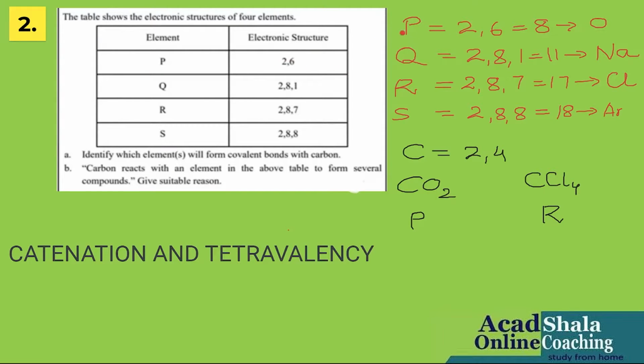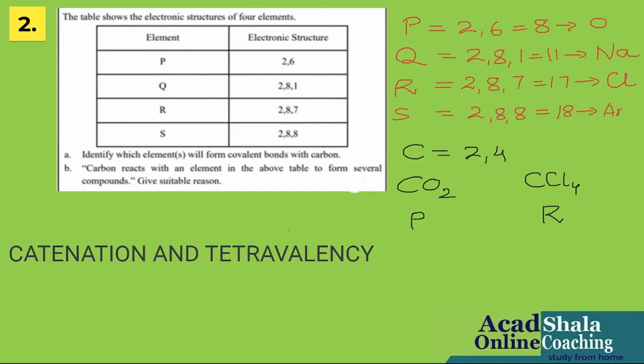So let me see this P, which was oxygen. Will it form a covalent bond with carbon? Yes, it will form. That means CO2. So element P will form a covalent bond with carbon, and P is perfectly one of the answers. Let us check the others. Q, 2,8,1, that is sodium. No, it will not form, because it forms ionic bonding, which I told you is a transfer of electrons. So Q is not there. R, 2,8,7, chlorine: yes, it will form carbon tetrachloride, and I know this very well.